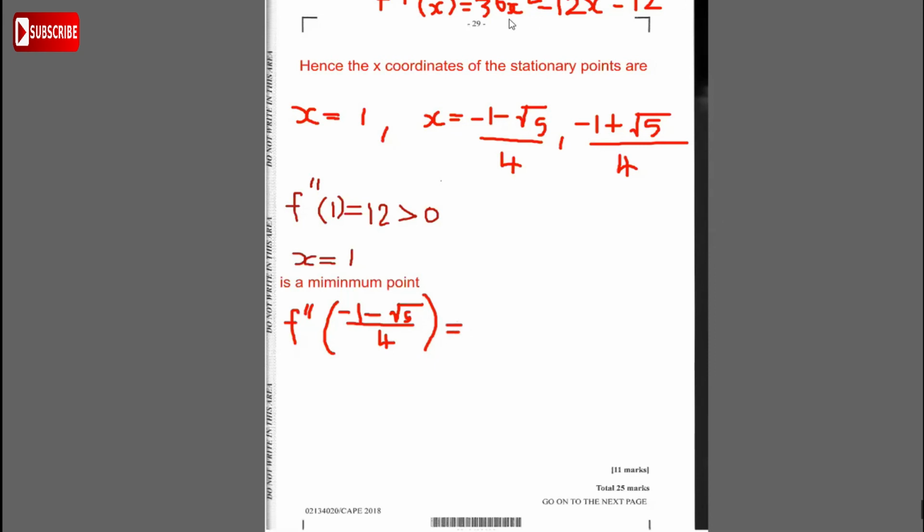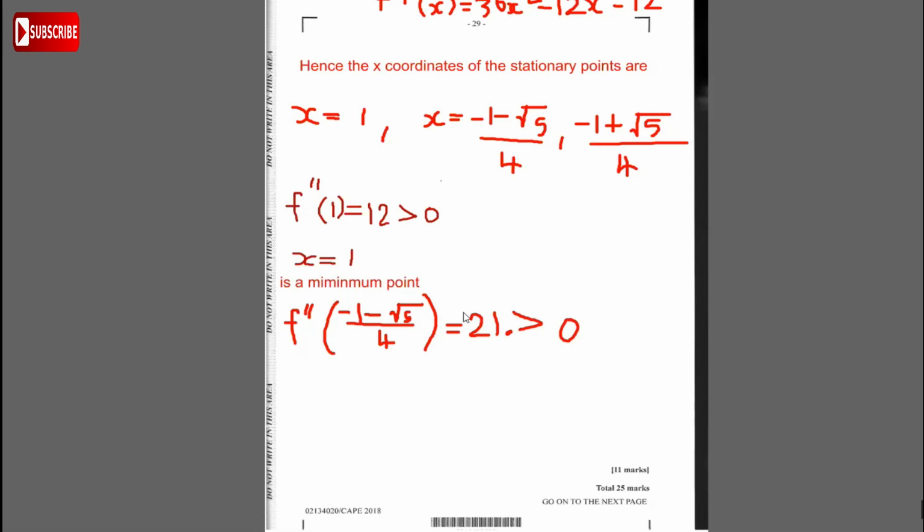put it in the formula up here, minus 1 minus root 5 divided by 4, and I have 36 times that squared minus 12 times that minus 12. I get 21.2, which is greater than 0. Since it's greater than 0, this is also a minimum point. So up here, x equals that is a minimum point.